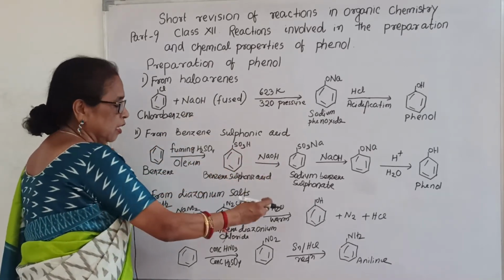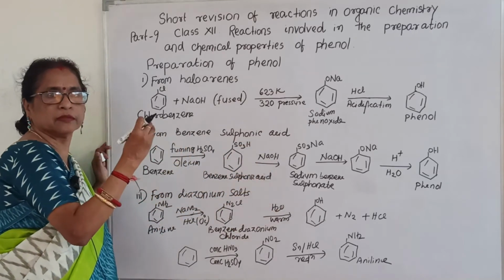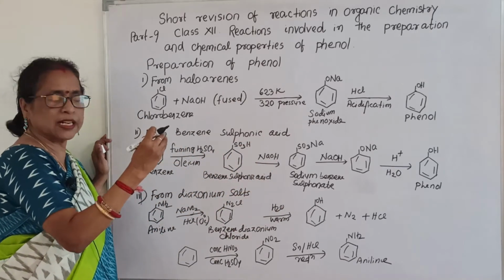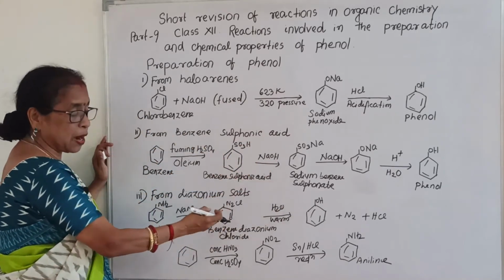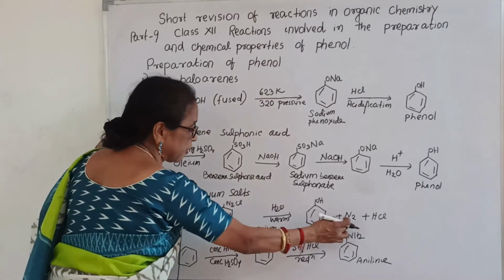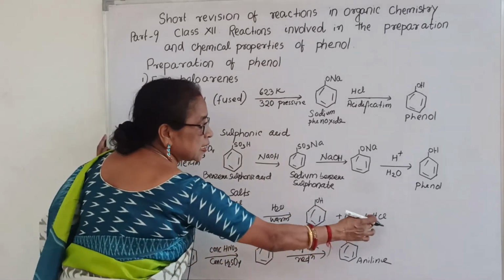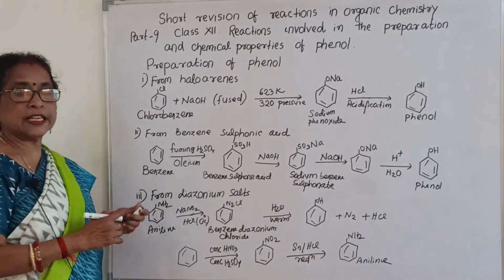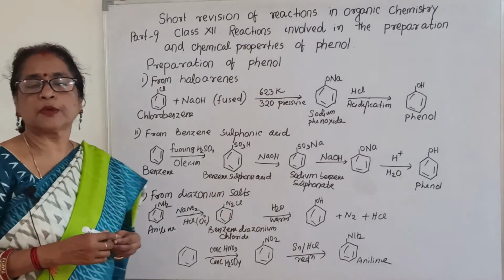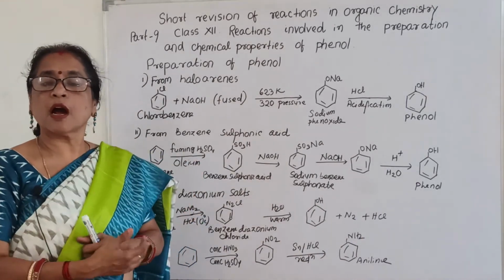Simply nothing. You take water and warm. Very important. Take water and warm, it gives phenol. And what is the byproduct? N2 is one byproduct. Cl changes to HCl. HCl is the byproduct. Again see, from benzene diazonium chloride, but how can you get benzene diazonium chloride?